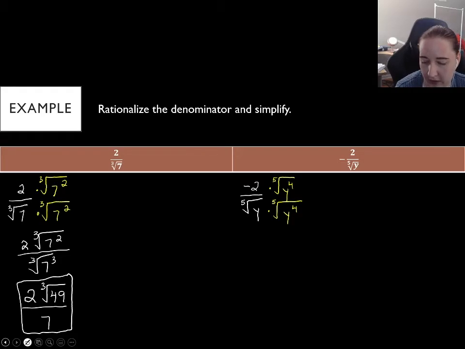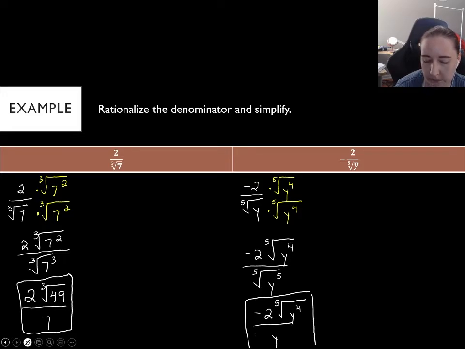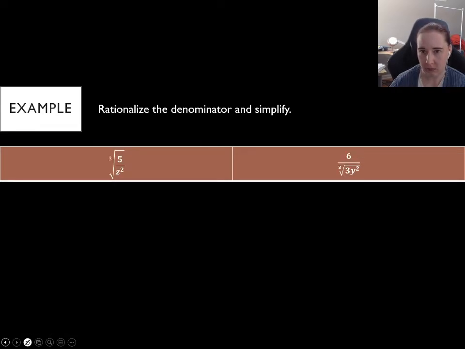And so that will give us negative 2 times the 5th root of y to the 4th, which doesn't simplify. And then we get the 5th root of y to the 5th. And then the 5th root and the y to the 5th cancel. And so we have negative 2 times the 5th root of y to the 4th over y. Okay, a few more here.